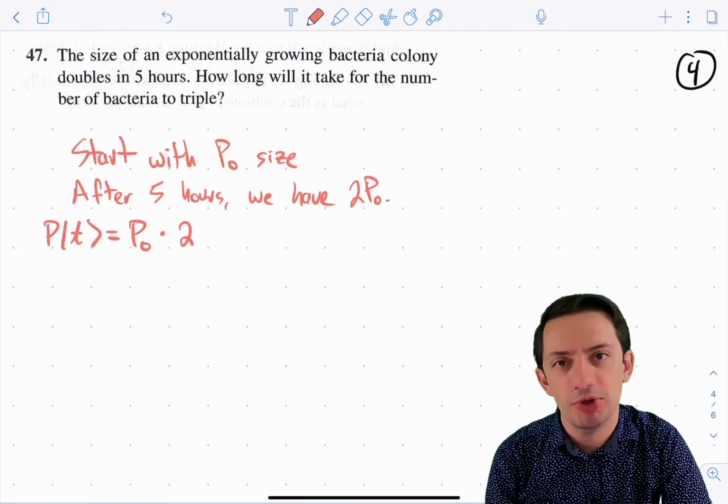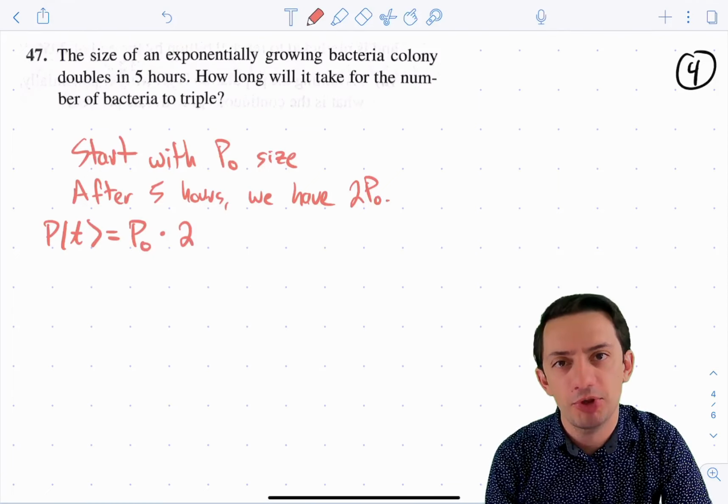Well, we should have a little bit of an idea. After 5 hours, it's double. After 10, it's quadruple. And triple is between, right? That's 2 times and 4 times, and we're looking for 3. So whatever we get should be somewhere between 5 and 10 hours. So let's plug in the formula that we just found. We have 3 p0 equals p0 times 2 to the t over 5.